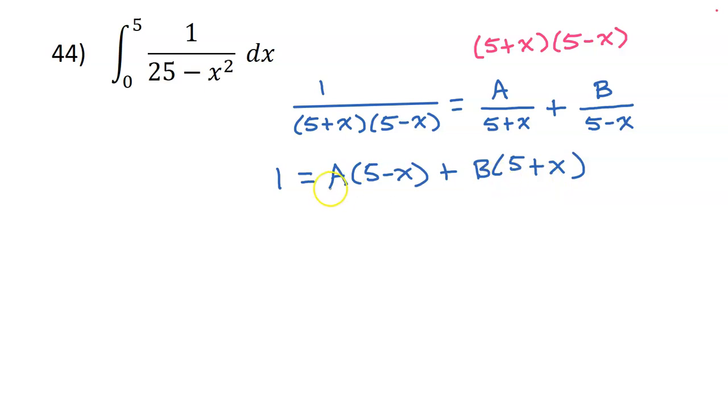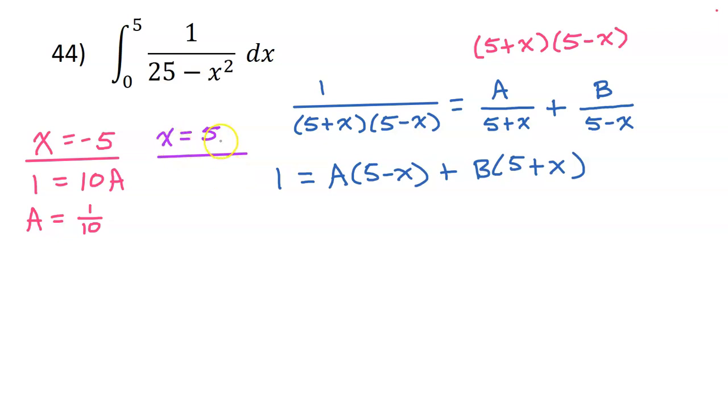We can find A and B by plugging in values of x that will cancel out one term at a time. For example, if we plug in negative 5 for x right here, we will have 5 plus negative 5, which is 0, so this term will be gone. So let's start by letting x equal negative 5. On the left side, we still have 1, but on the right side, we have 5 minus negative 5. That's 5 plus 5. So we have 10A. Dividing both sides by 10 gives us A equals 1/10.